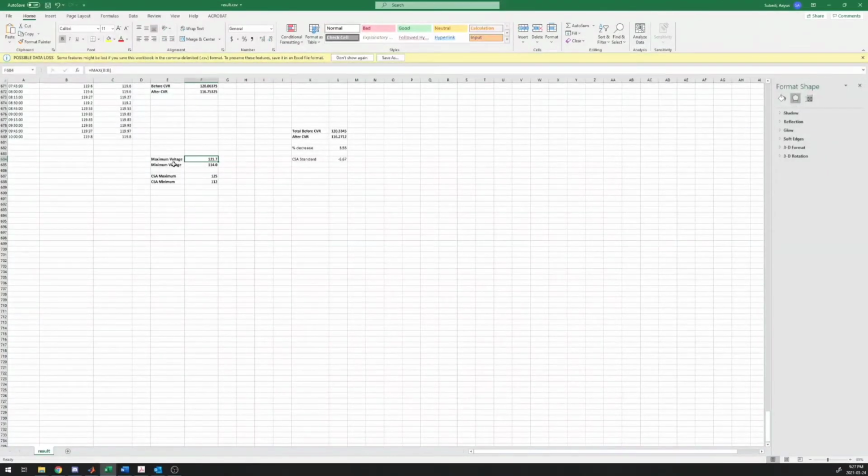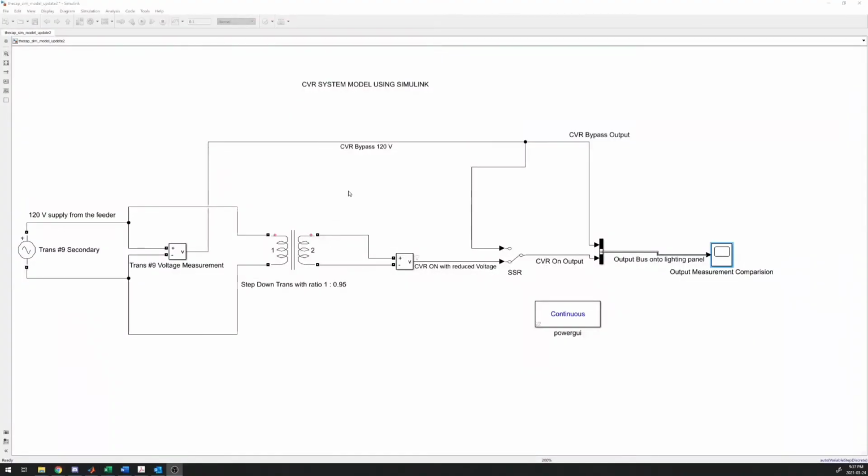We see our results here. See the max voltage of 121.7 and the minimum voltage of 114 on the dot. This verifies that the voltage reduction is within CSA approvals and with a percent decrease of 3.55%, which is well within the percent decrease range. That concludes our first part of the testing. Now we'll move on to our Simulink model and see how the system looks in a schematic.